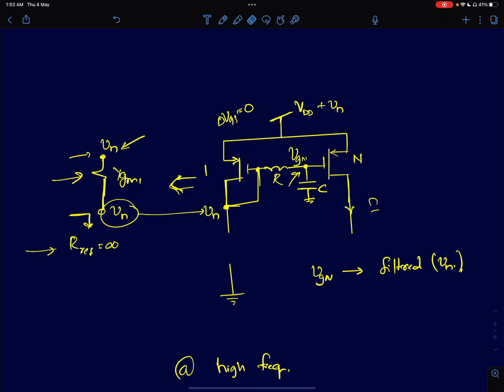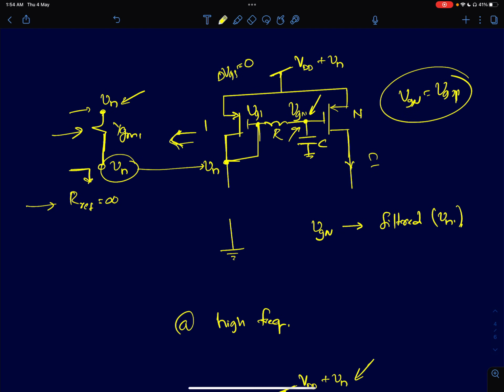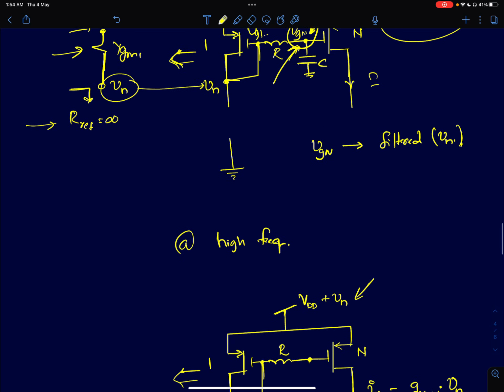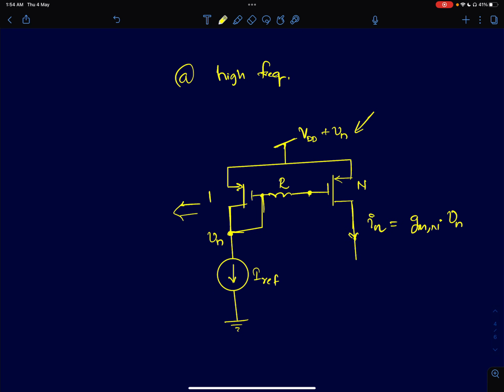Previously, the gate voltage of the mirroring device, VGN, was exactly equal to VG1. But now it's a filtered version of VG1. It's not the same as VG1. So at very high frequencies, most of this VG1 doesn't even appear at VGN, which means it's getting filtered out. The capacitor will make this node AC ground. If this node becomes AC ground, the circuit comes to something like this. You have this node reaching AC ground.